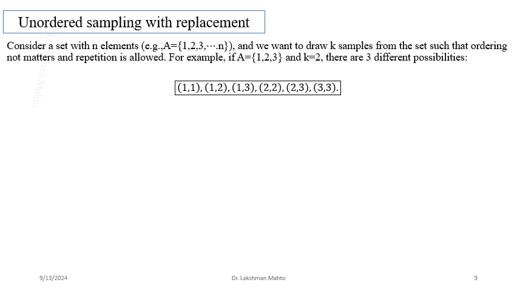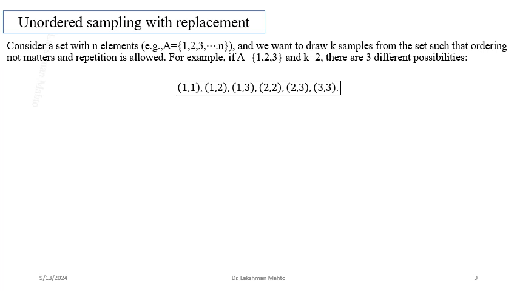Now this one is a little bit complicated. Unordered sampling with replacement. Who is comfortable in this counting? Anyone? It is very much related with partition of integers. The size, you have to partition this size.